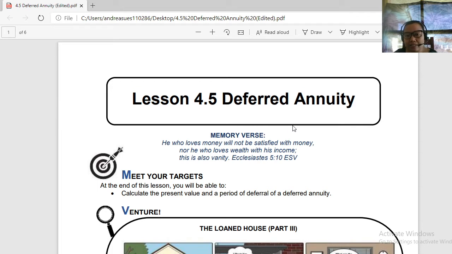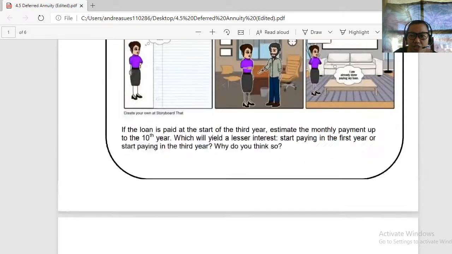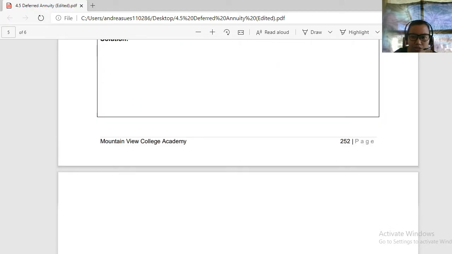But before that, let us read our memory verse that is found in Ecclesiastes 5 verse 10. He who loves money will not be satisfied with money, nor he who loves wealth with his income. This is also vanity. Let's try to look at our MVCA boosters.